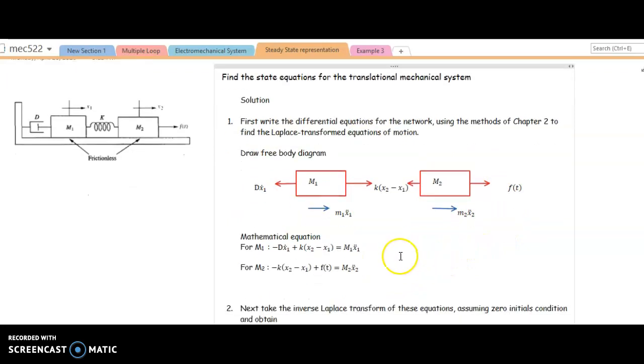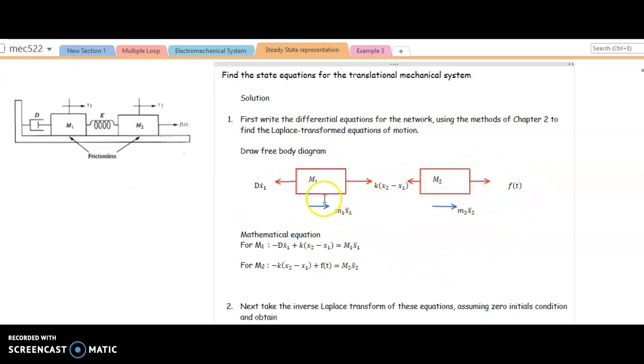After you draw the free body diagram, you need to find the mathematical equation. Boleh tengoklah kat sini. Equation ni daripada free body diagram M1, and then second equation ni adalah for M2. So you just look at this one, and you akan dapat equation ni. You boleh buat dulu nota you dalam kertas, and then you compare dengan jawapan saya.